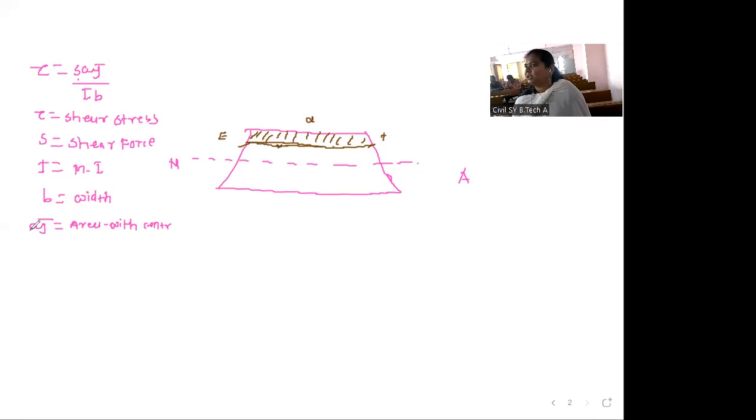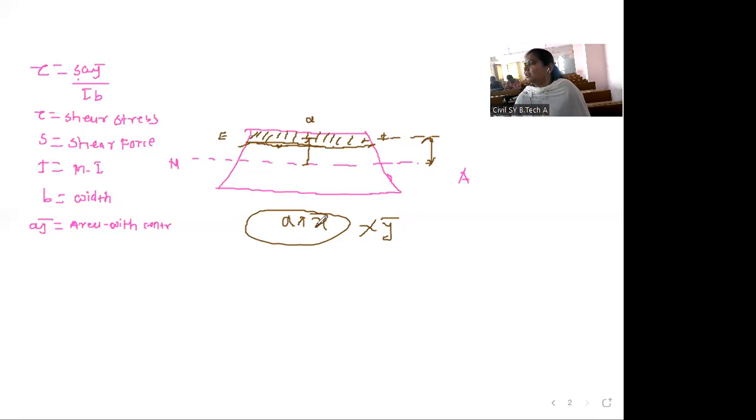Now we have to concentrate on this A into y bar. So area is a into x. We have to find the area of the particular portion where we want the stress. So this distance is a and this distance is x, so a into x. Now we have to take y bar. Y bar means the distance from the neutral axis to the centroid of that particular section. So this is y bar. Likewise you have to take y bar.